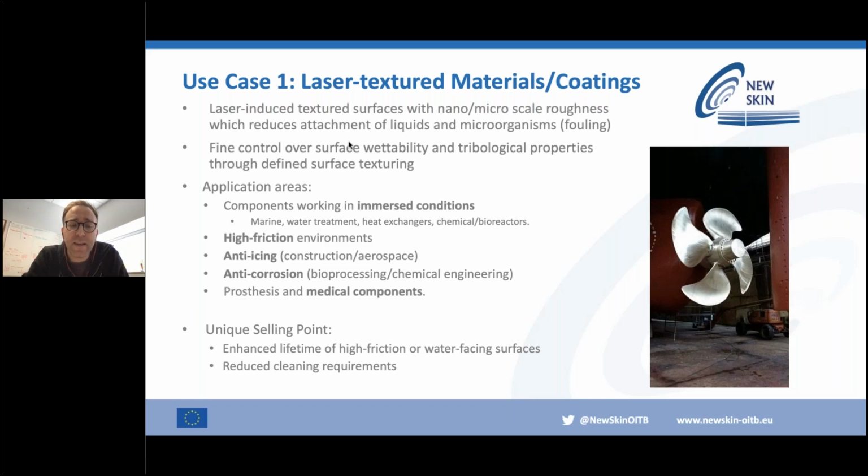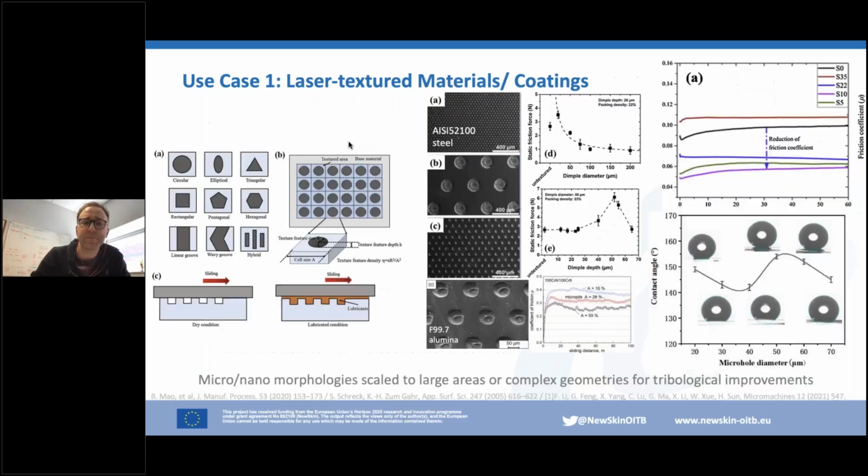So this is very applicable to components in any immersed condition, any high friction environment as well, but we can also get surface corrosion benefits through the application of this surface texturing. The unique selling point, of course, is that if a part is in a high friction or a water-facing environment, it has an increased lifetime or reduced cleaning requirements.